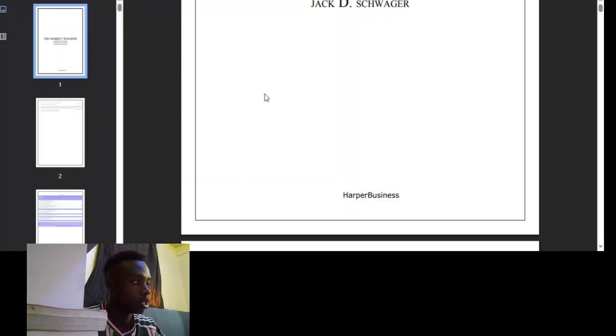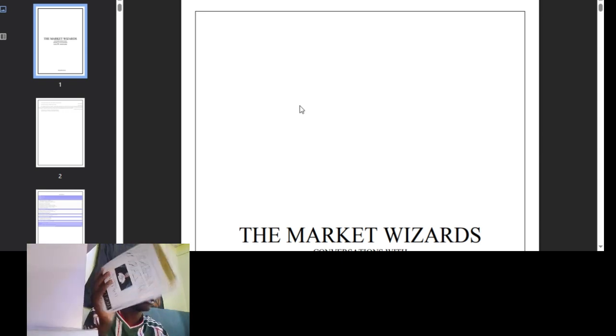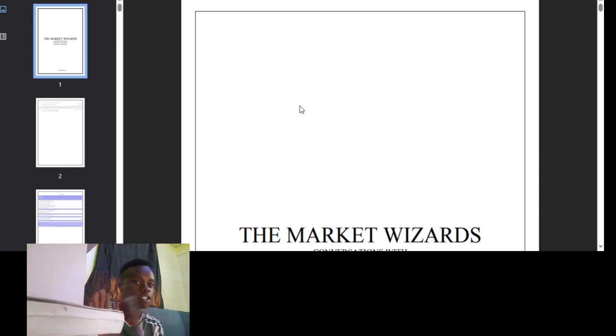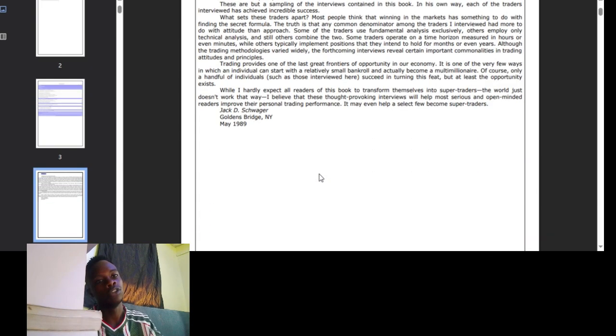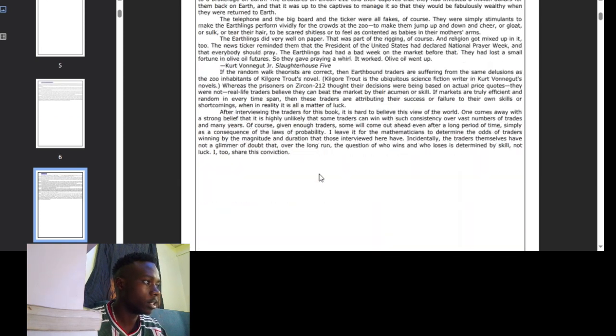This is Chrome. As you can see here, I searched Market Wizards PDF. You will see it there. So this is my screen. Although I read using the hard copy, if you don't have access to the hard copy, you can always use the soft copy. And here's my notebook. It's where I write my short notes when I read the book. So let's jump into it.